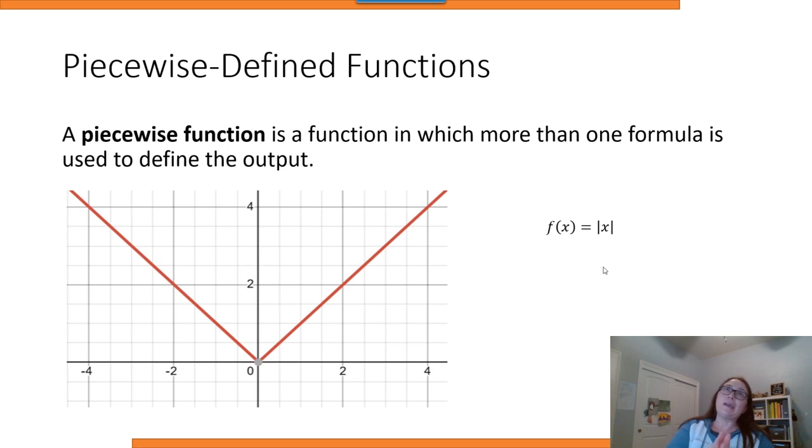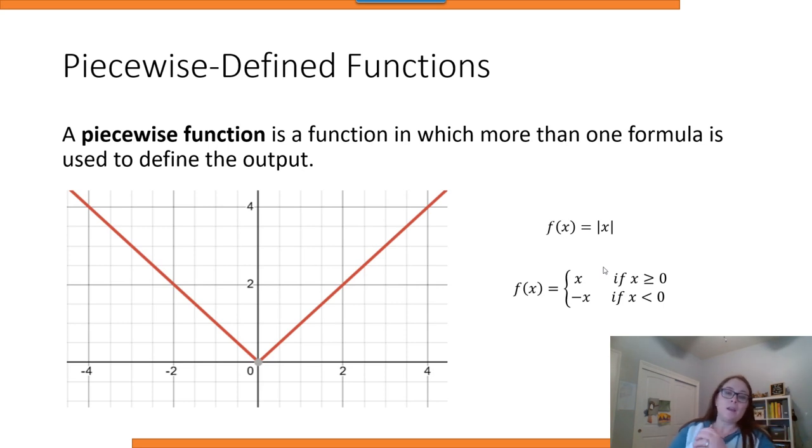So if I plug in a negative value, I get the positive version of that number. So the absolute value of negative 1 is 1. And then same thing for the right side. If I plug in a positive value, I get the same value out. So it looks like this. For any value that's greater than or equal to 0, the output is the same as the input. If it's a negative, so any value that's less than 0, then I just get the opposite of it, the opposite sign.